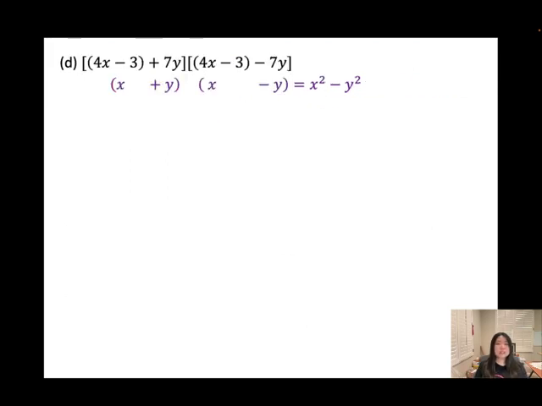Okay, last one. This one, pretty similar. You could consider the 4x minus 3, this becomes your x. 7y will become your y. Okay, so you still can use the formula x plus y times x minus y equal to x squared minus y squared. Okay, right? 4x minus 3 represents your x, 7y represents your y here. So plug it in.